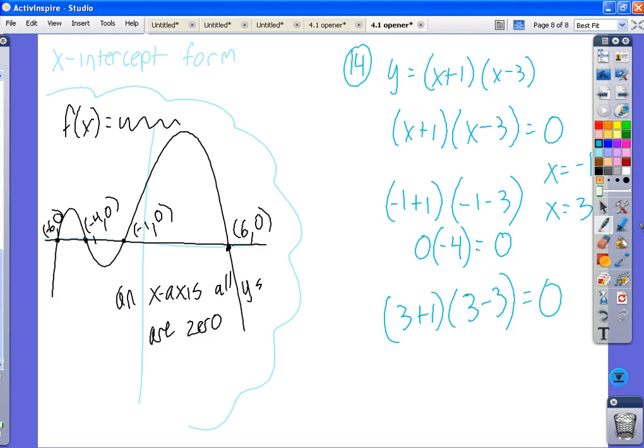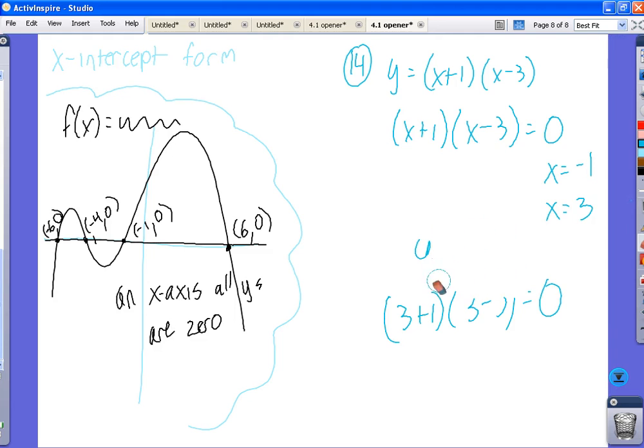X-intercepts, yes. The words we use. Vocab.